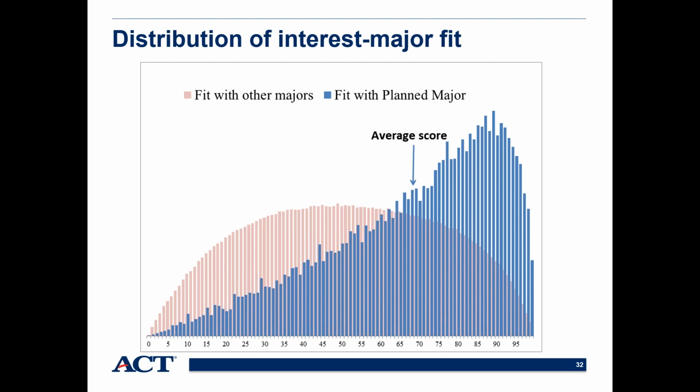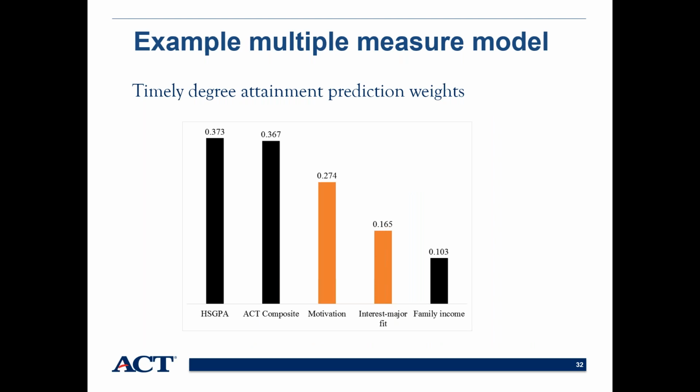When students take the ACT test, they indicate their planned college major. Interest major fit can be evaluated with respect to students' planned college major, as well as all other possible majors. The blue bars here represent the distribution of fit scores with respect to the planned majors, and the red bars represent the distribution of fit scores with respect to all other majors. So this chart shows that interest major fit tends to be higher with respect to planned major. And this is evidence that students tend to take their interests into account when selecting a major.